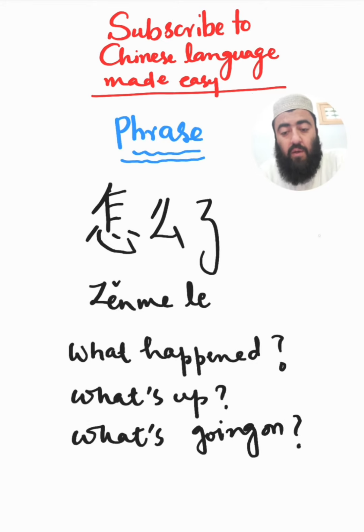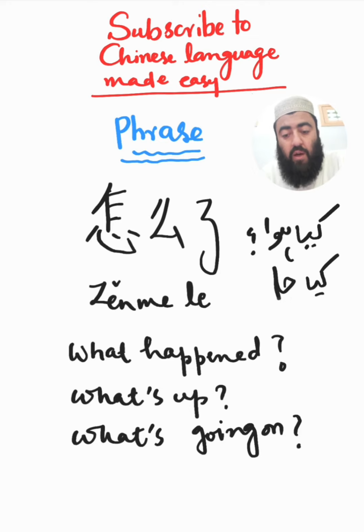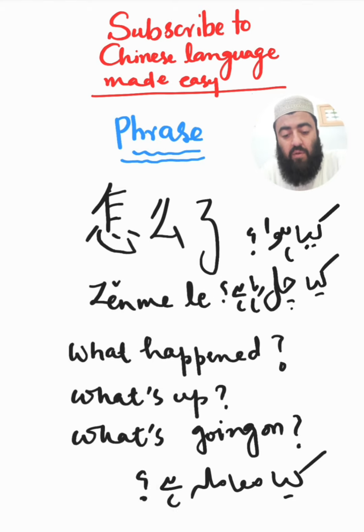Kya hua? In Urdu we can say kya hua, or kya chal raha hai, or phir kya mamla hai? Kya mamla hai? So this is how we write this phrase. Zenme le, zenme le. What happened? What's up? What's going on? This is how we write it.